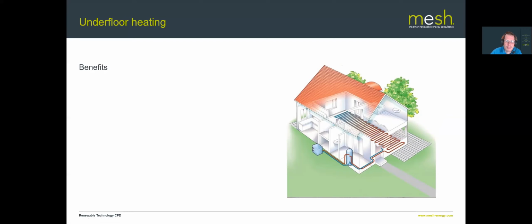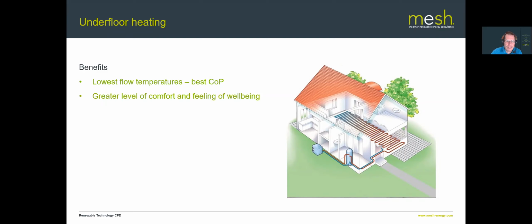So, what are the benefits of underfloor heating? Well, the biggest benefit with an air source heat pump is that you can get the lowest possible flow temperatures, and the lowest possible flow temperatures means the best coefficient of performance. So for every kilowatt hour of electricity you're putting into that heat pump, you're getting the absolute maximum amount of heat out into the house, and that means lower running costs, lower energy bills, happy customers.